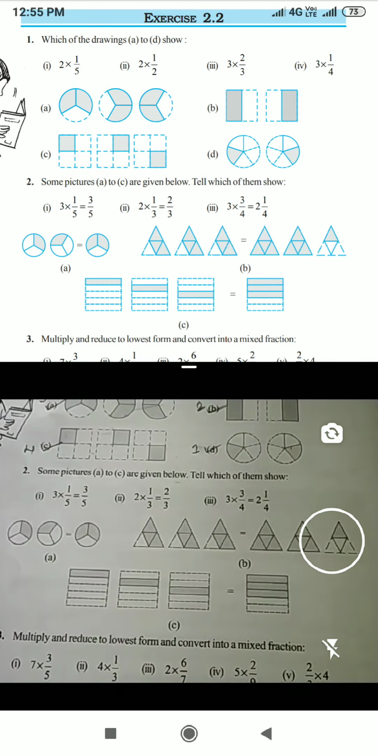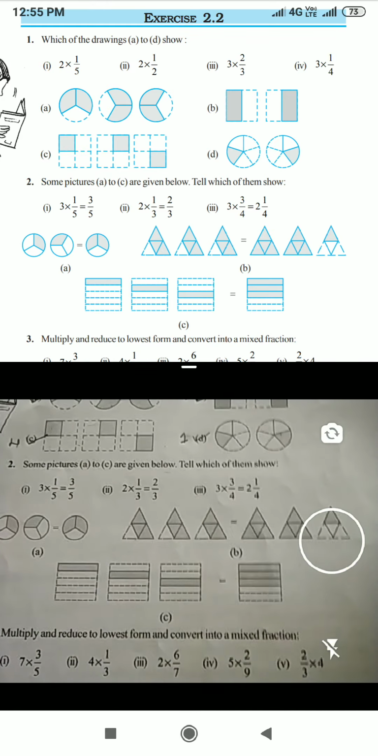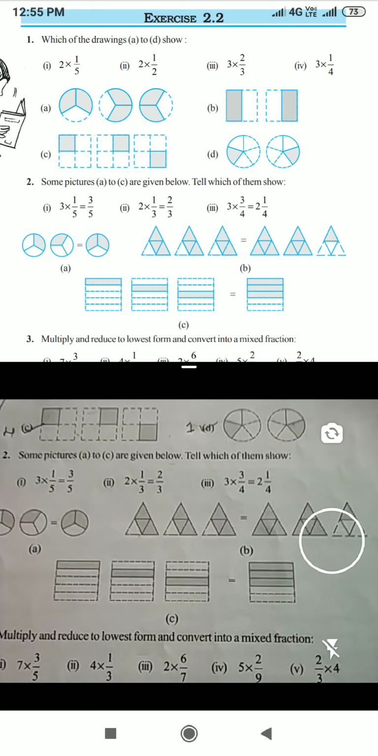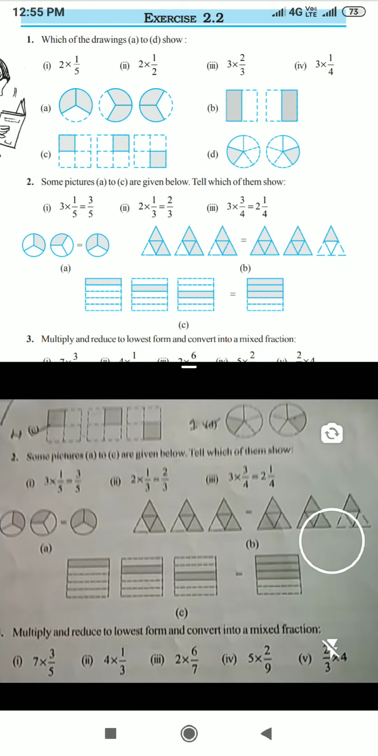Now next, second one. Second one is also the same. Question you have to write. In front of that question you have to draw the answer using scale pencil. Okay? Now see, second question.